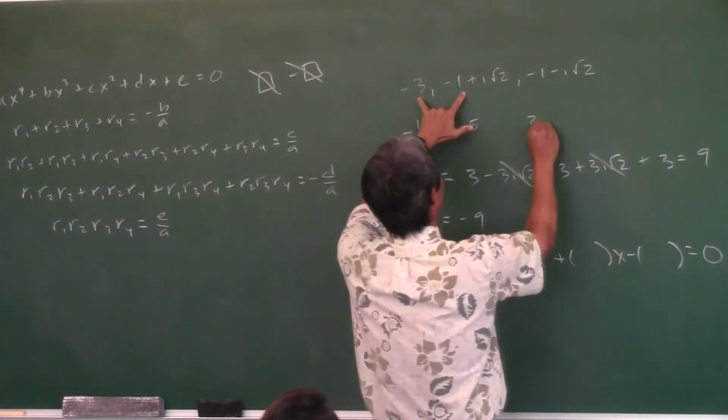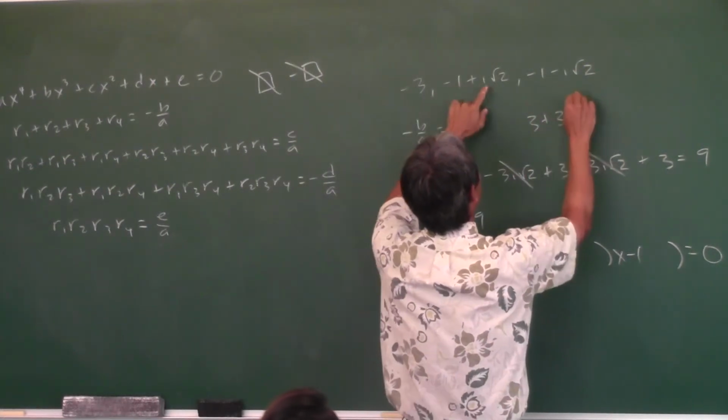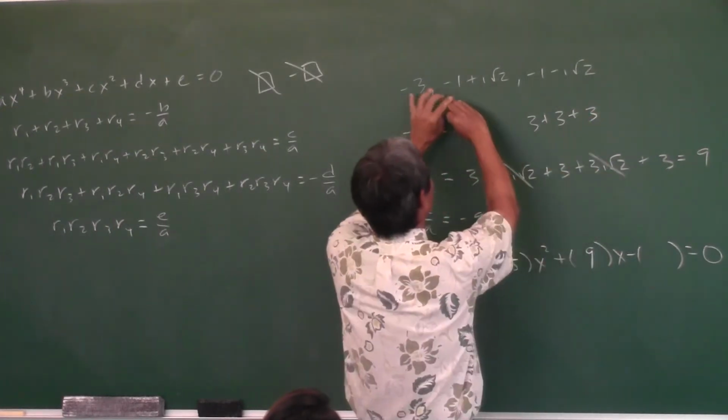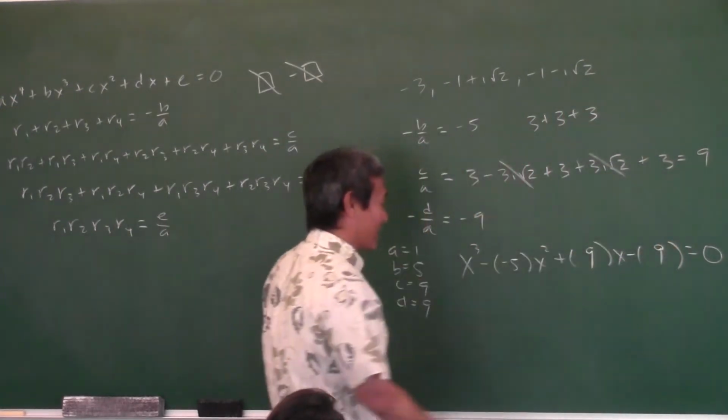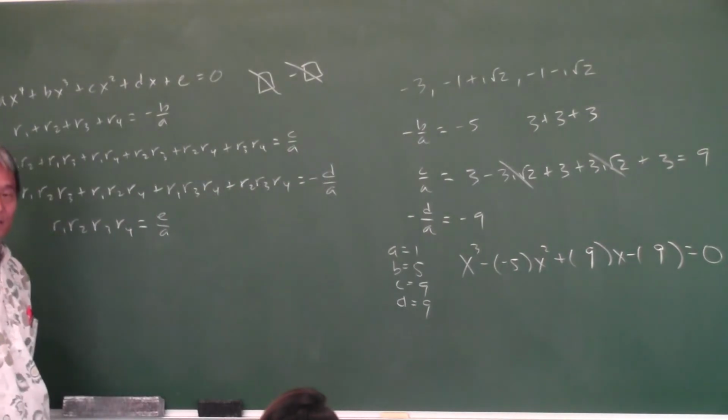Multiply this times this. 3. Multiply that times that. 3. Multiply that times that. 3. That's 9. And then multiply them all 3 at a time. 9. Finished. That's the way the professionals do it.